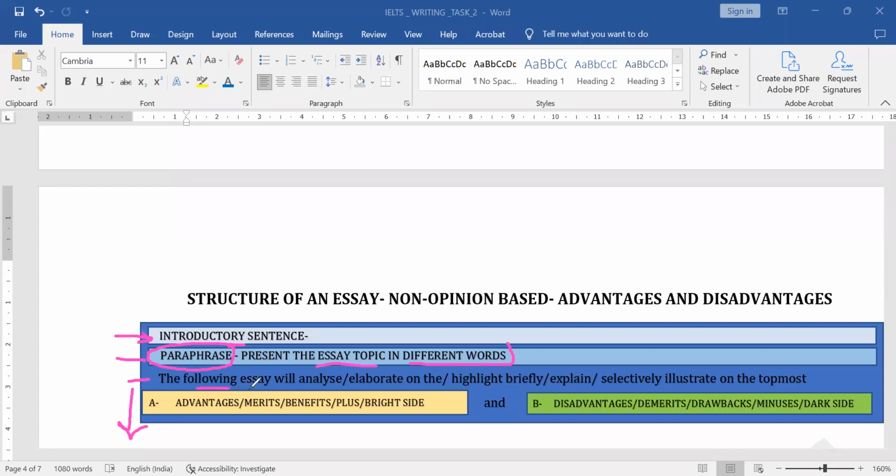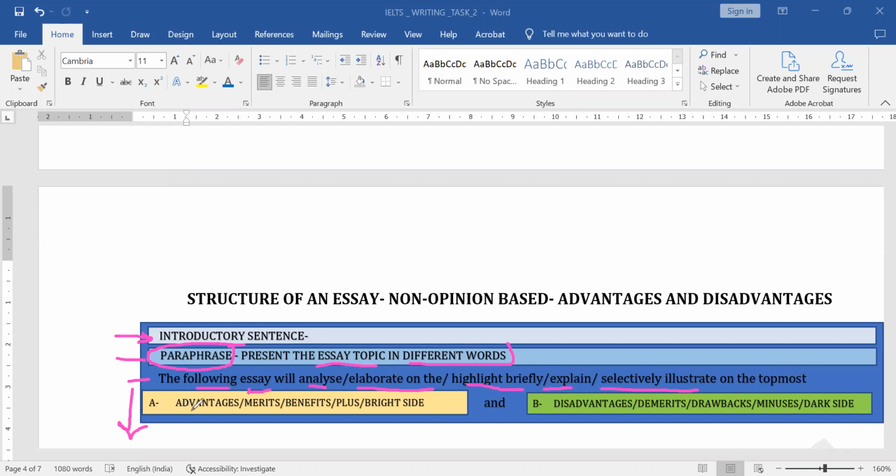The following essay, we can write paragraphs also, will analyze, and you can write any one word: analyze, elaborate on, highlight, briefly explain, selectively illustrate. Why am I saying selectively, briefly? Because otherwise this topic has got pages and pages of information on Google. But I'm writing only 280, 300 words. Concentrate on every word which I'm saying. Every word is important. So the following essay will analyze, or one of these words, on what?